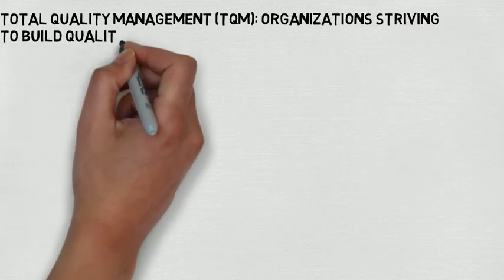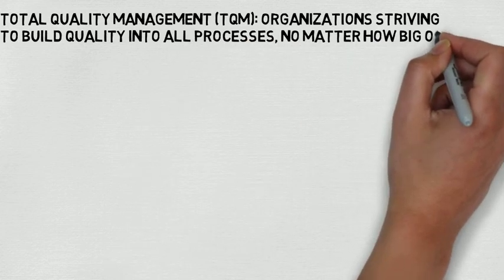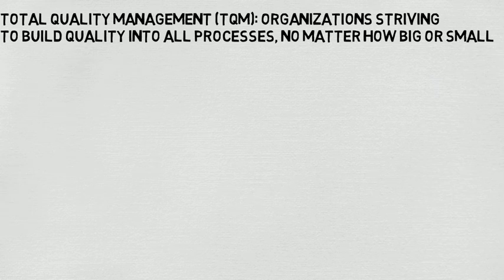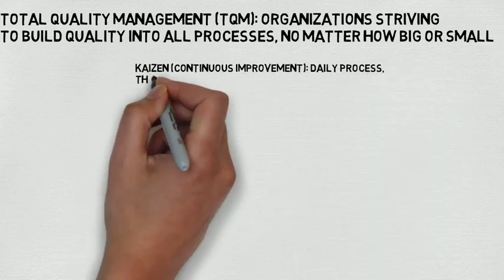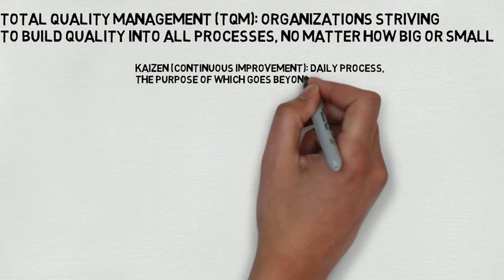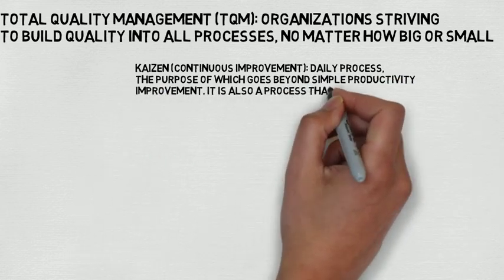Total quality management refers to organizations striving to build quality into all processes, no matter how big or small. Toyota Manufacturing was a driver of total quality management. Some of the common principles that they helped to innovate in quality management was Kaizen, which is a Japanese term reflective of continuous improvement. Kaizen is a daily process, the purpose of which goes beyond simple productivity improvement.